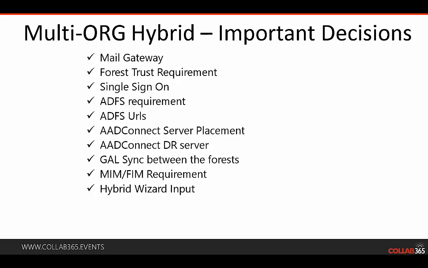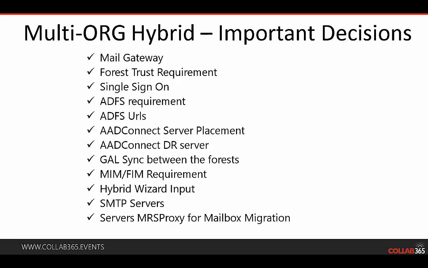Then the hybrid wizard input. Then SMTP servers: which SMTP servers will be used, and do we want the same SMTP servers to send and receive to Office 365, or do you want separate ones? Then which servers will run the MRS proxy for mailbox migration? Then calendar sharing between the forests should be in place. Hopefully it's always in place, because they're already multi-forest orgs, and then they add the hybrid. So that has to be considered, or that has to be configured properly.